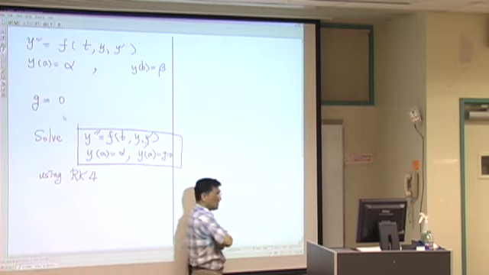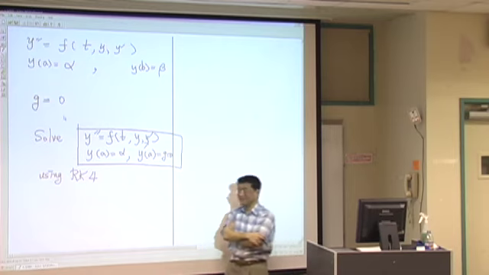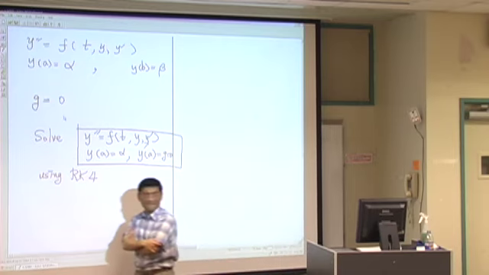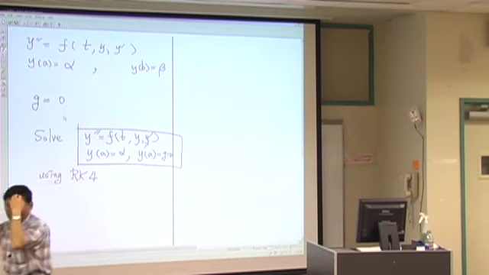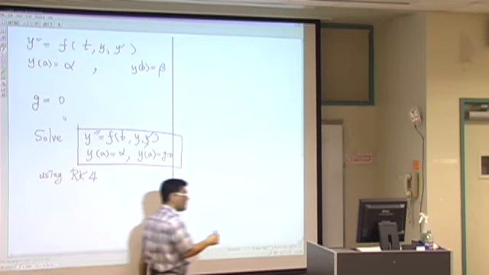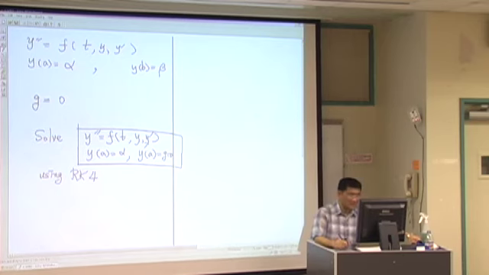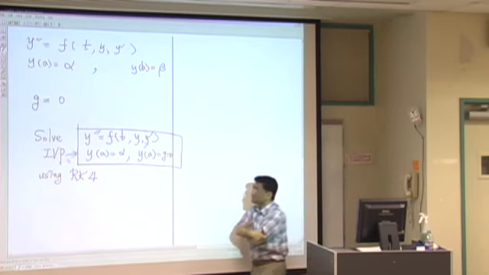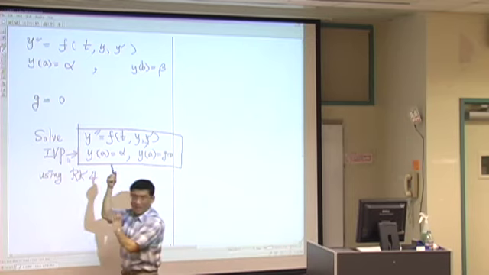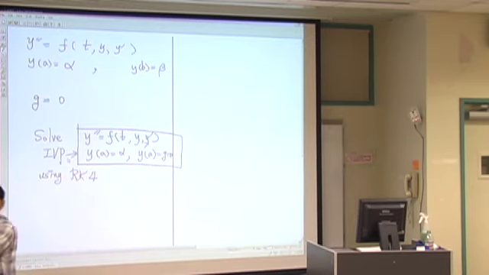So please check whether you can really solve this or not. Now we are handling an initial value problem, right? Solve the following initial value problem. Here we are solving a boundary value problem. To solve the boundary value problem, we are solving the initial value problem using RK4.